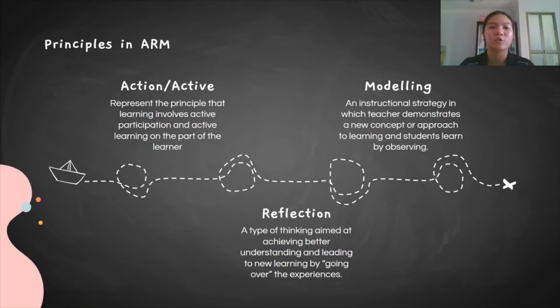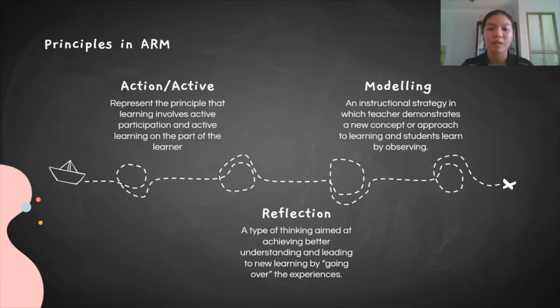Now let us see the 3 principles in ARM. The first principle is action, or also can be said active, which represents the principle that learning involves active participation and active learning on the part of the learner. Not like the previous curriculum that just focused on the teacher, students also need to be involved actively in the curriculum to show the interaction between teacher and student.